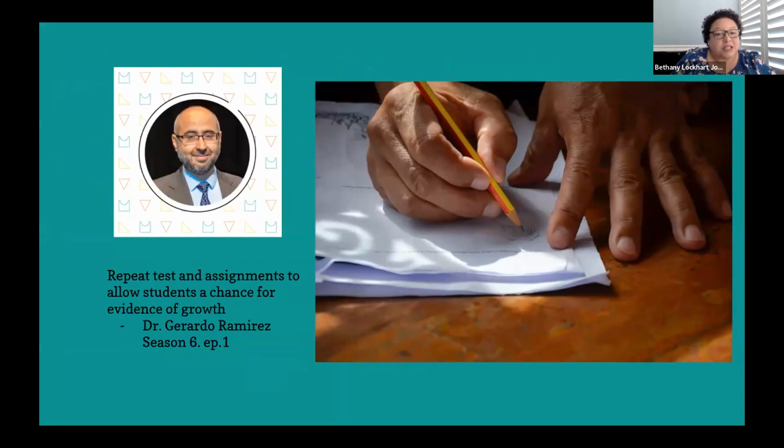Repeating tests and assignments to allow students a chance for evidence of growth. And again, we don't have time to repeat every test, but in a formative way, could we give a test week 7 that we gave week 2? And the students can actually see evidence of their growth because, oh, wow, this felt really impossible week 2, but now week 7, I have some more tools. I get this a bit more.